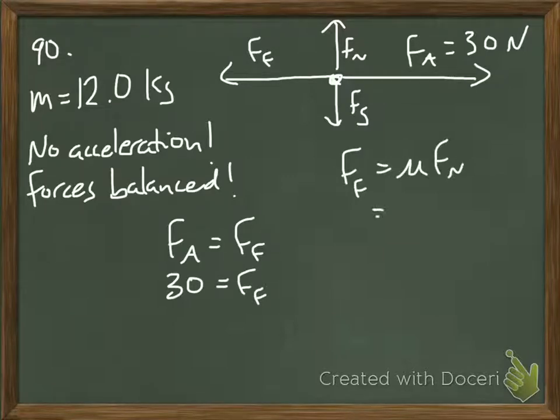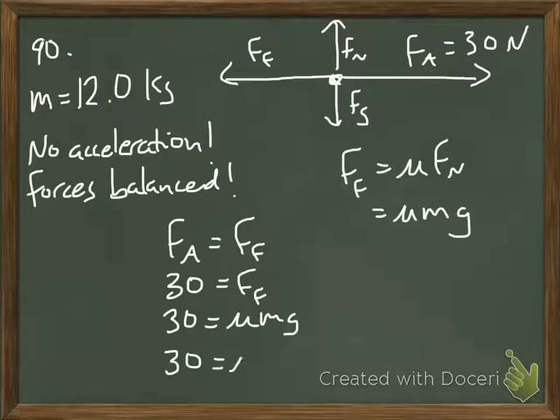Remember that the force of friction is equal to the coefficient of friction, which is the Greek letter mu, times the normal force. The normal force is mass times gravity. So we can set 30 equal to mu times mass times gravity. We can plug in some numbers and we can solve for mu, and we can get our answer.